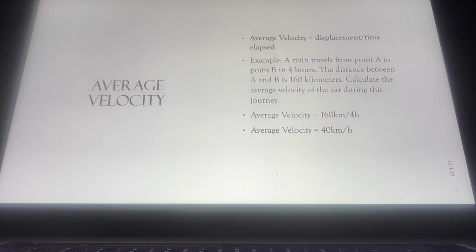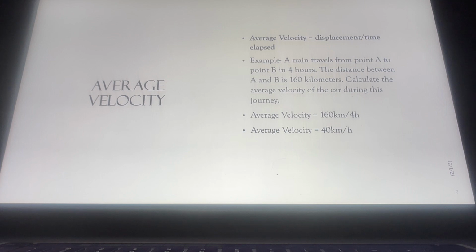Then we are going to go over average velocity. Average velocity is the measure of the overall rate of change in an object's position over a specific time interval. So right here we have the formula for average velocity, which is displacement divided by time elapsed. We also have an example right under that.